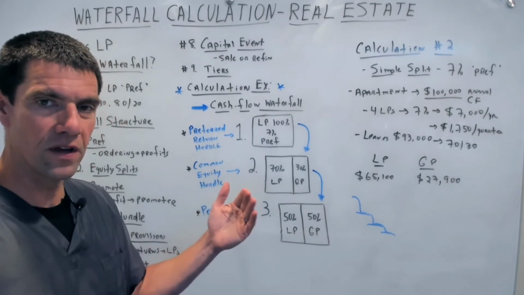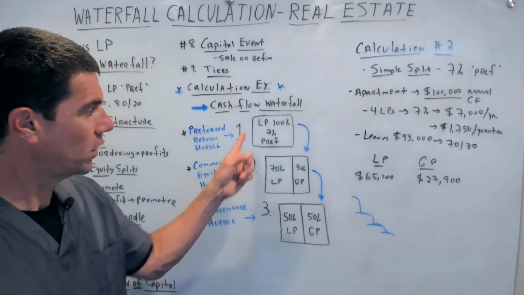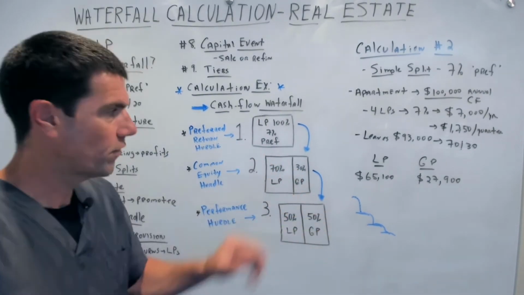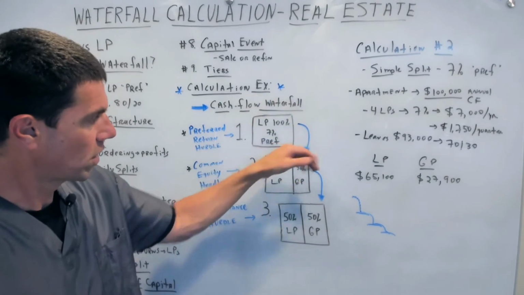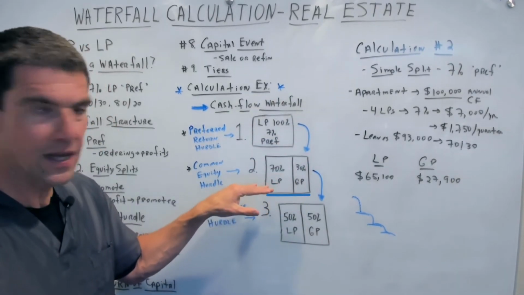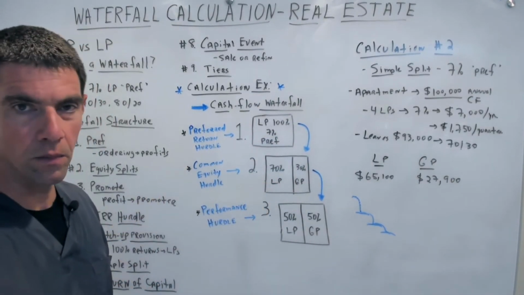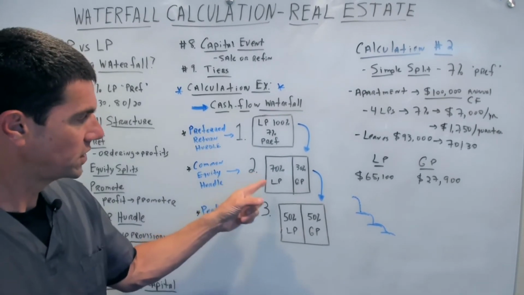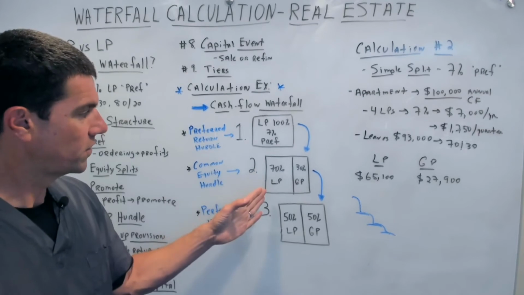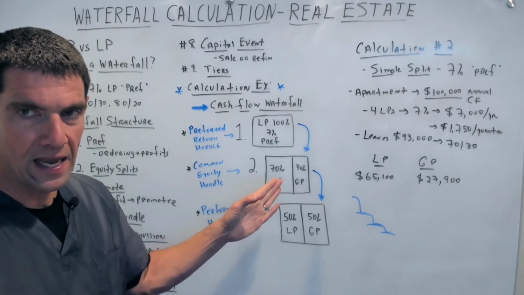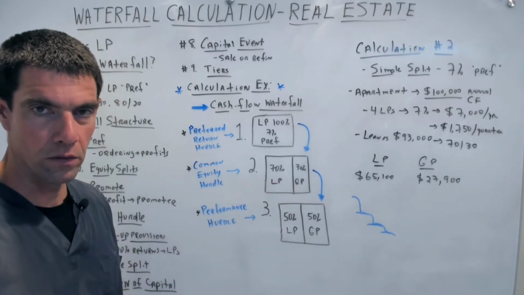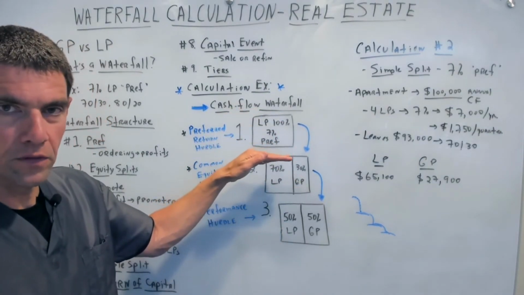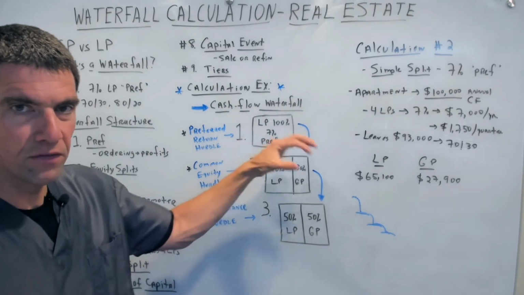Now, in this particular example, once the 7% pref is hit, then the cash flows will begin filling up, and remember our cascading waterfall. After this is met, it's going to start filling up our second bucket, and our second bucket is a common equity hurdle. Now, the excess cash inflows are split 70-30, whereas 70% goes to the limited partners and 30% goes to the general partners.